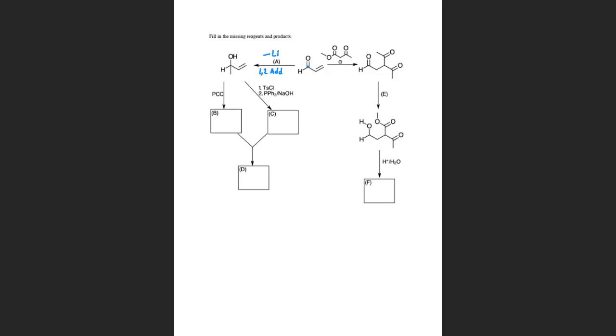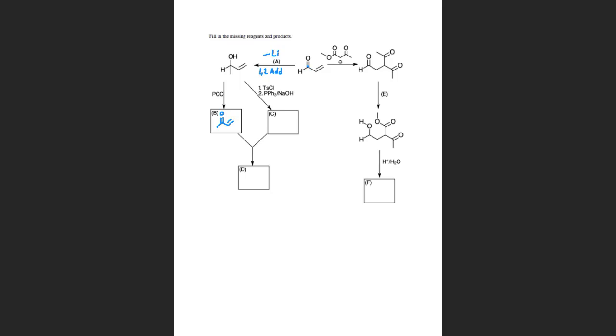So going to B, it looks like we're doing PCC. PCC is an oxidizer. So since we have an alcohol here, we can use PCC to oxidize it. However, it's a secondary alcohol, and the only way it could go is for it to become a ketone, right?